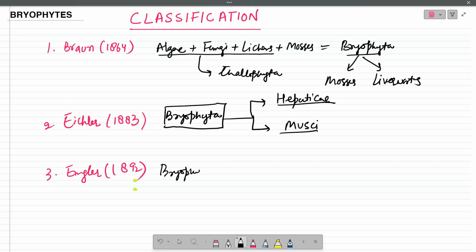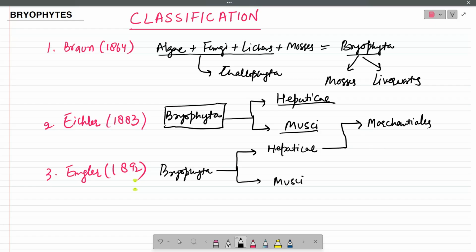So Bryophyta were classified into two classes, that is, Hepatica and Musci. And this Engler then divided them into three orders each. The class Hepatica was divided into Marchantiales, Jungermaniales, and Anthocerotales, which are also called Hornworts.